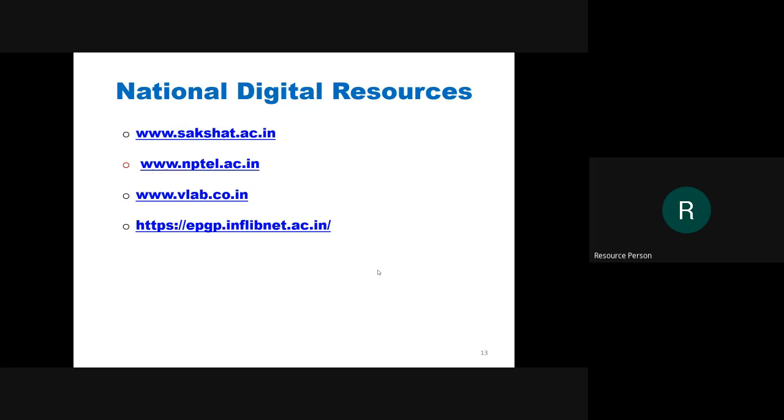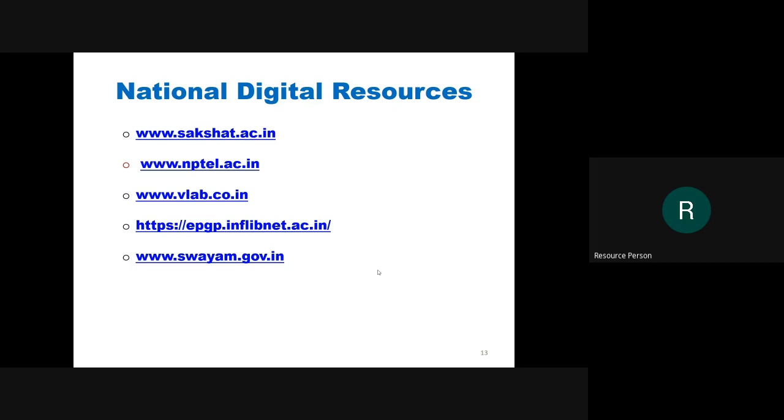Then there is, you might have heard of, inflibnet.ac.in. Here we have EPG Pathshala. Here also a lot of digital resources. They are other than IITs, but including IITs also, and AICTE, et cetera, et cetera. So a lot of EPG Pathshala national digital resources are available that we will look into in a short while.